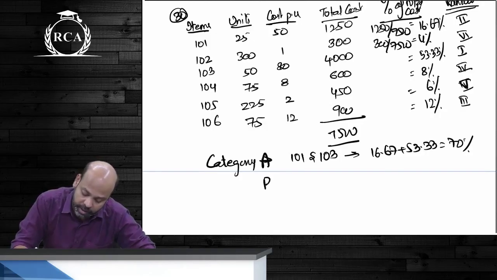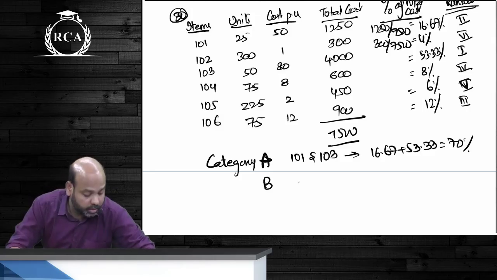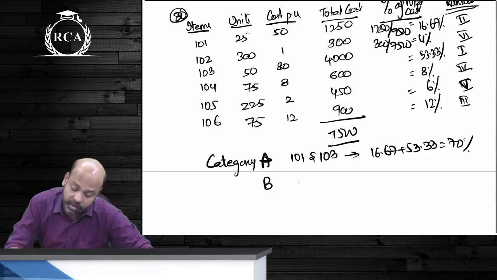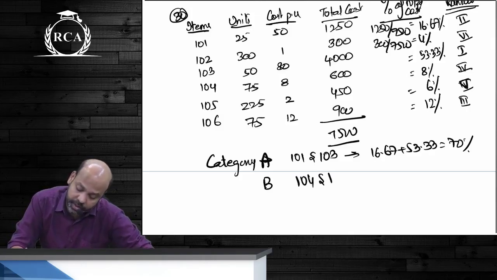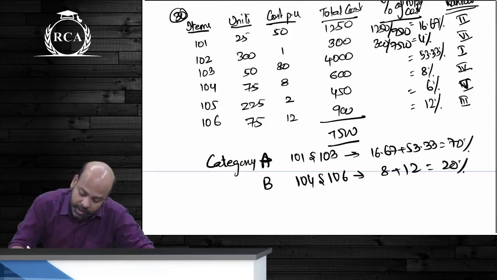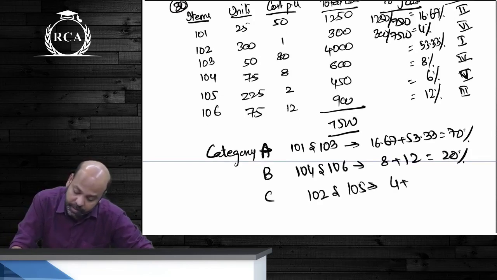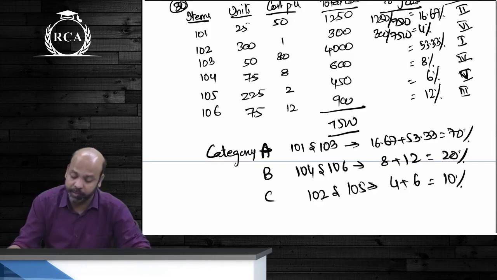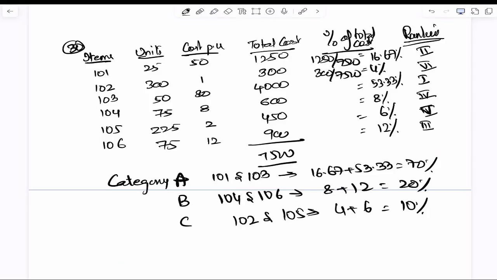This is category A. Category B, anything between 6 and 15, sorry, between 8 and 12. 105 and 106, what will come? 8% and 12%. Combined they have a value of this, and the last ones will be 102 and 105. 4% plus 6%, that will be 10%. Is it understood? How to do this categorization is given in the question.